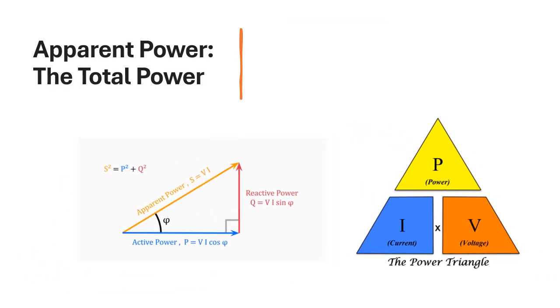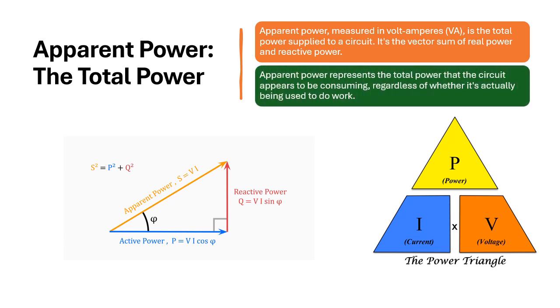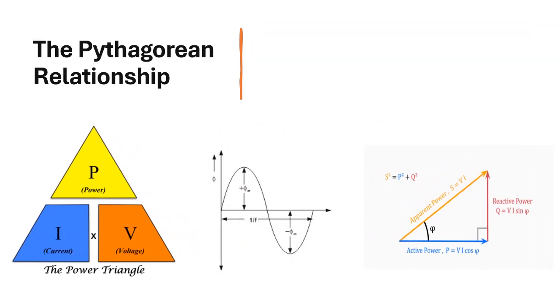Apparent power, the total power. Apparent power, measured in volt-amperes, VA, is the total power supplied to a circuit. It's the vector sum of real power and reactive power. Apparent power represents the total power that the circuit appears to be consuming, regardless of whether it's actually being used to do work.